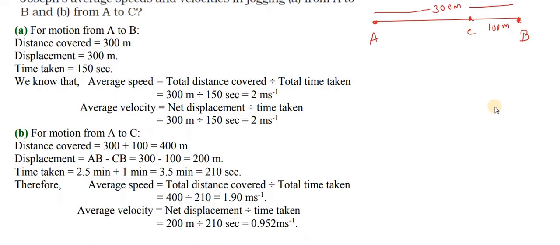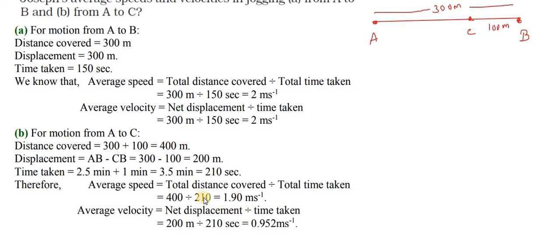Displacement is AB minus AC, so that is 200 meter. The time taken is 2.5 plus 1 minute, that is 3.5 minute, which is equal to 210 seconds.